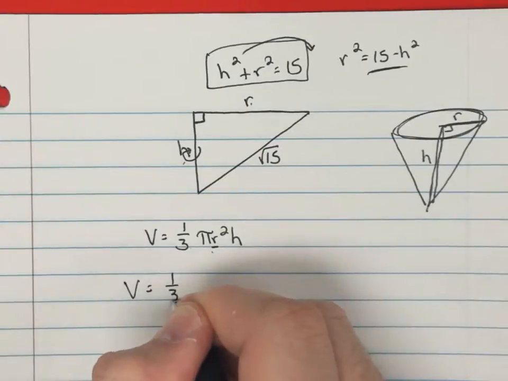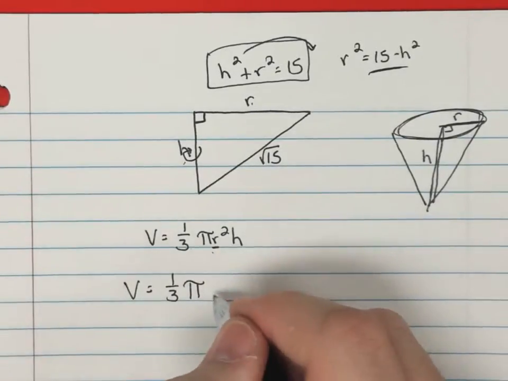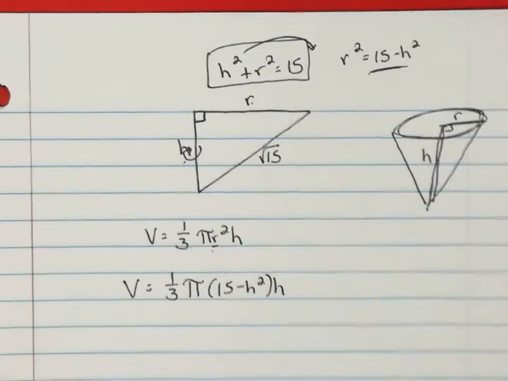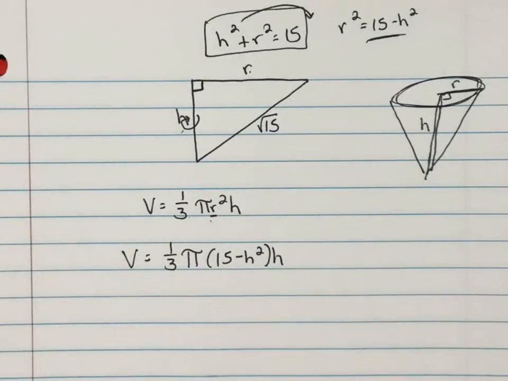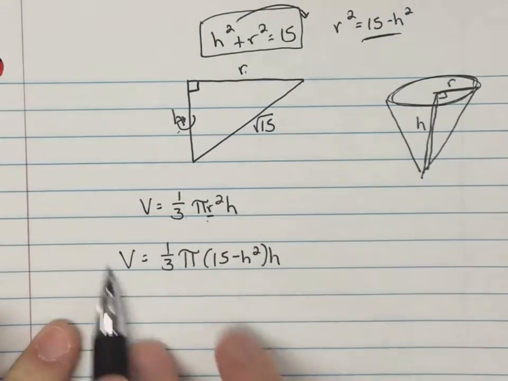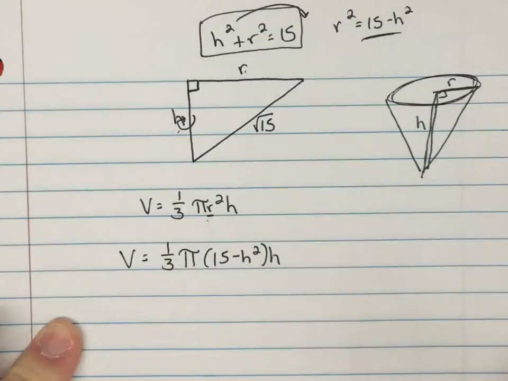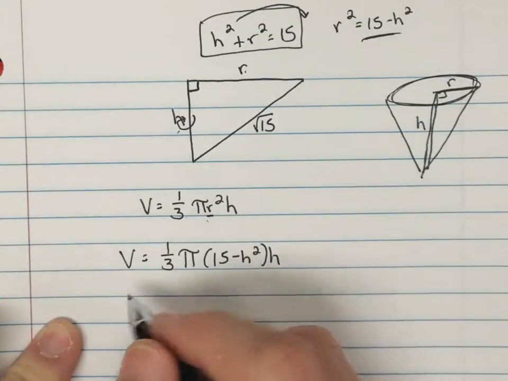Volume is equal to 1/3 pi. Instead of R squared, I now have 15 minus H squared times H. So since I did have that connection, I could somehow get rid of a variable. If you didn't have this, it would have been impossible. You'd have two different variables. And that's a little bit deeper.